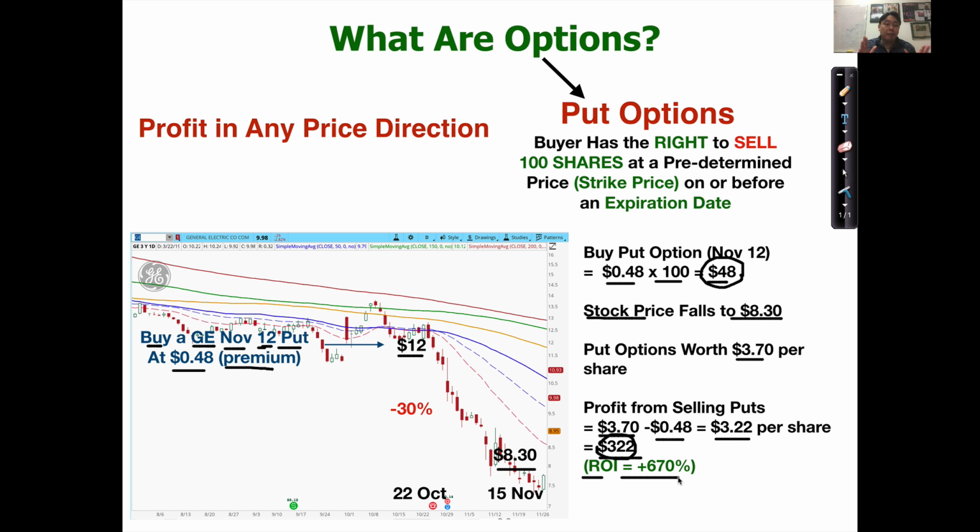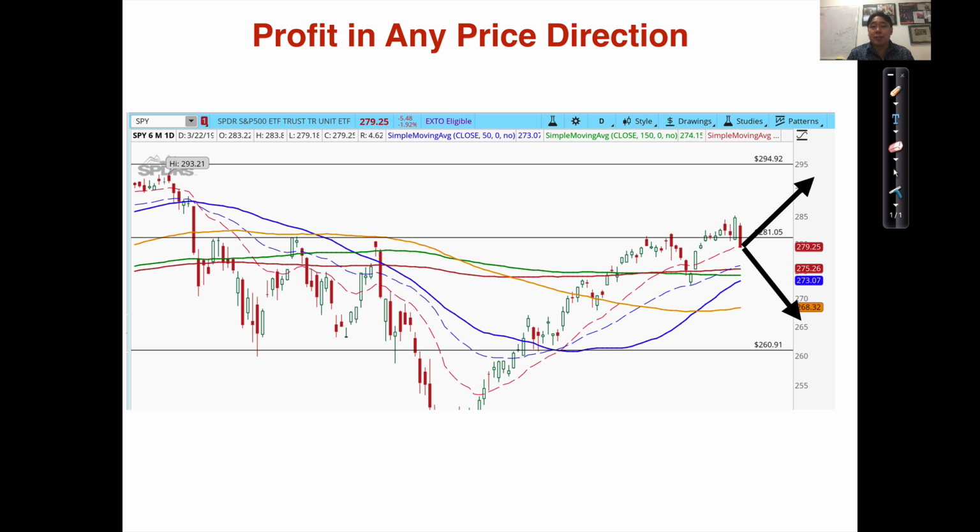Now, again, if they did not go down and the share price went up, how much would you have lost? You would have only lost $48. That's the maximum risk. So again, you can see options are very low risk and very high returns if you use them correctly. So if you think the price of the stock is going up, you buy a call option to profit. If you think the price of the stock is going down, you buy a put option to profit.